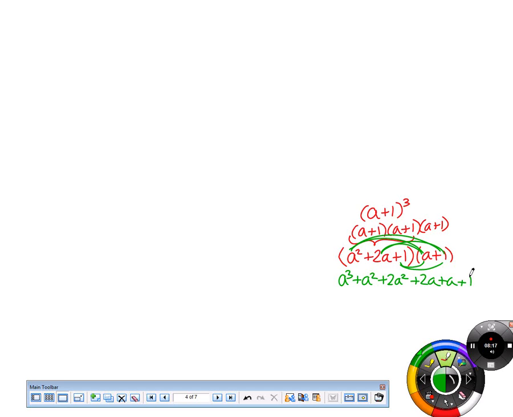Okay. So then I'm going to combine the like terms. There's one a cubed term. There's a squared plus 2a squared, so that makes 3a squared. There's 2a plus a, so that makes 3a.